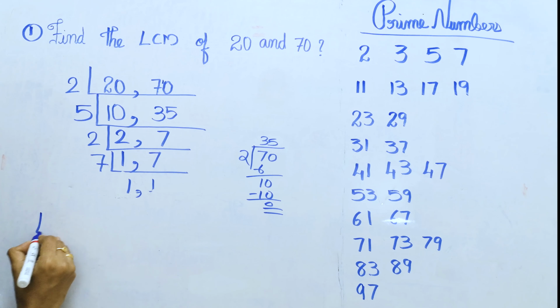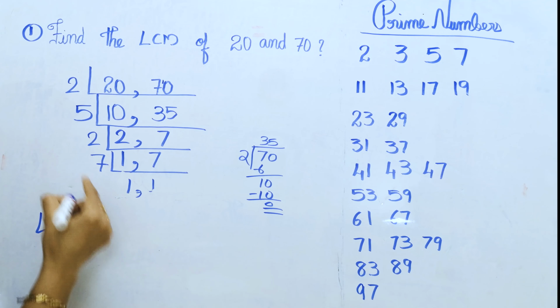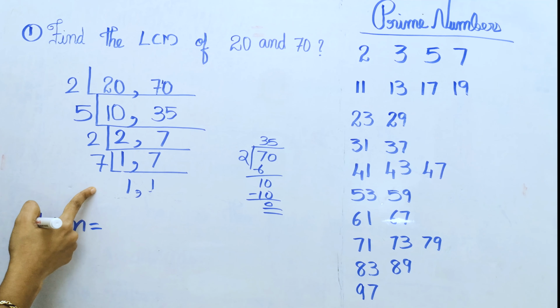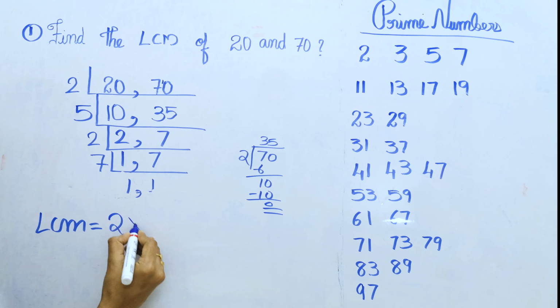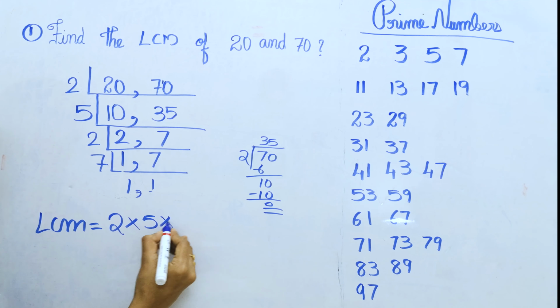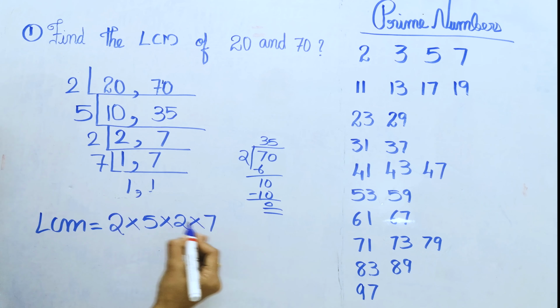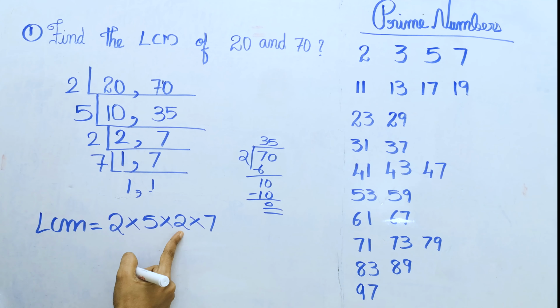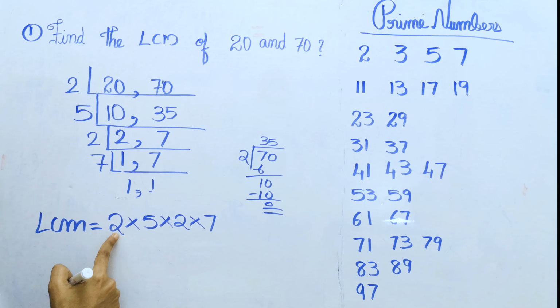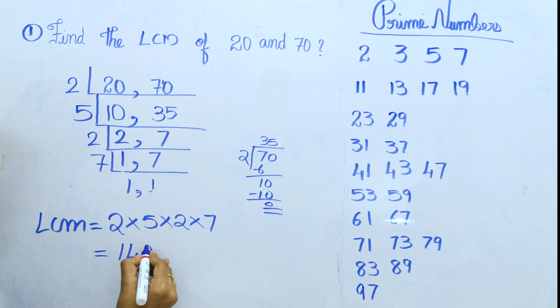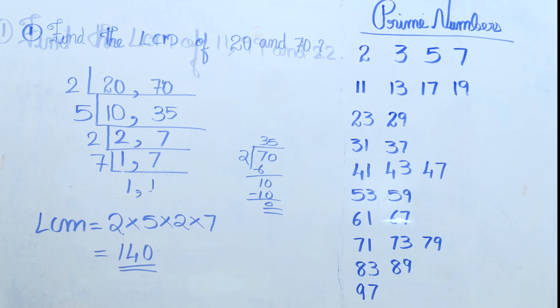So, for finding the LCM, you have to multiply all the prime numbers. 2 into 5 into 2 into 7. 5 2s are 10, 10 2s are 20, 20 7s are 140. 140 is our answer. So, here the LCM is 140.